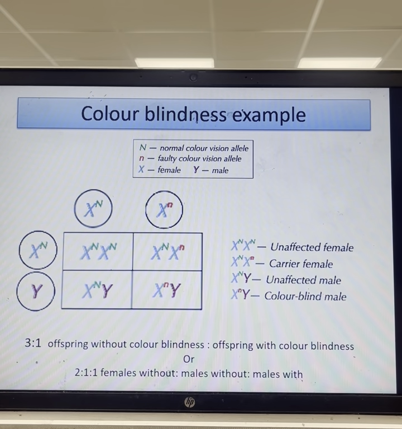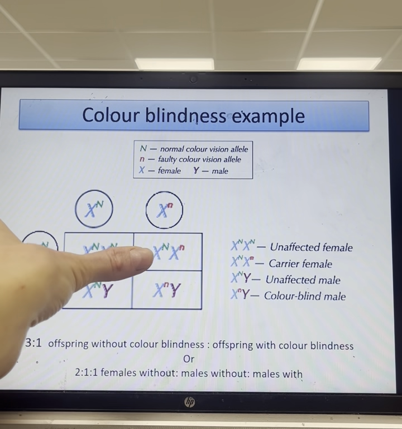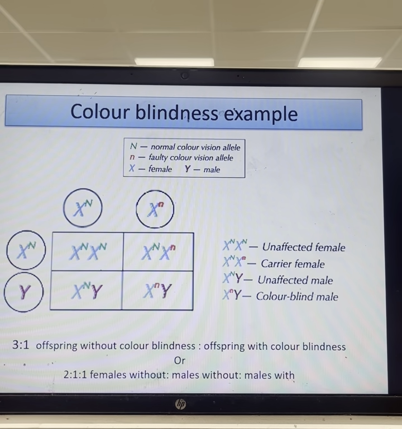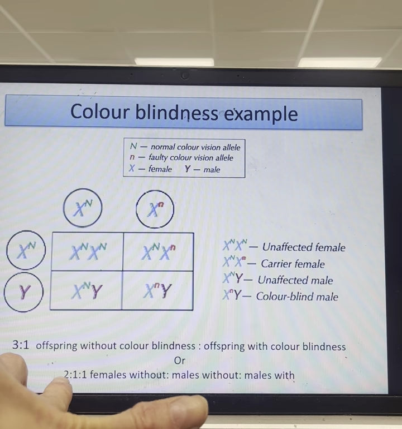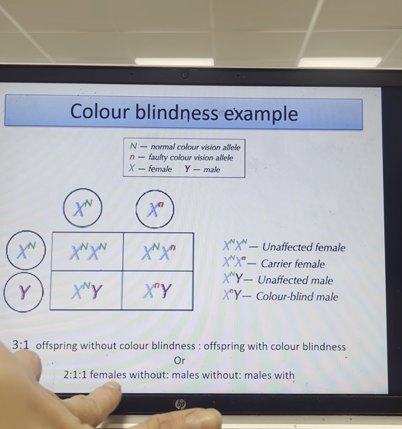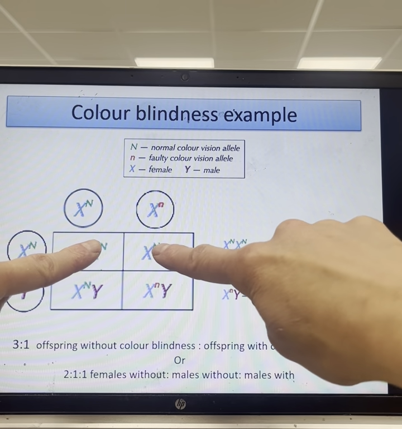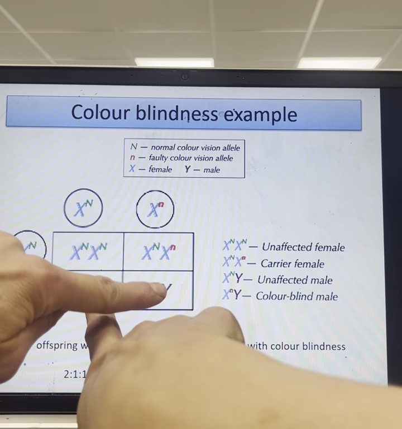Again, you can also write that as a ratio. So there is a 3-to-1 ratio of having a child without versus with it. Equally, you could break this down further to say a 2-to-1-to-1. So females who are unaffected, there are 2 because we've got that one and that one. Males who are not affected, there is 1, and males who are affected is 1.